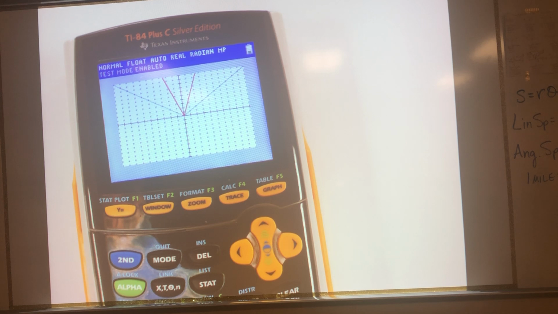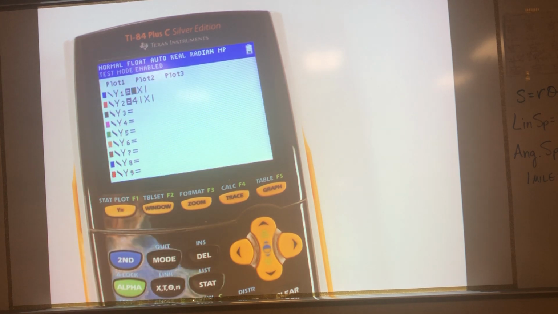All right, so let's talk about this number for a second. This 4 right here, is this 4 on an x or a y? It's on a y, right? Because it's not inside there with an x.